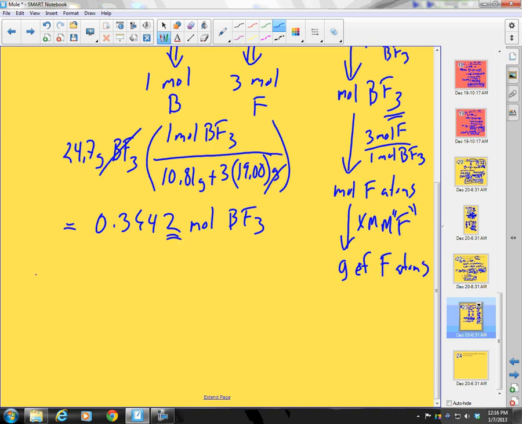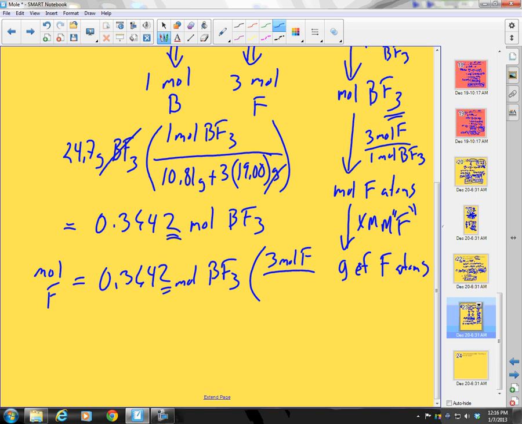So now I want moles of fluorine atoms, which is going to be 0.3642 moles of boron trifluoride times what? 3 moles of fluorine per 1 mole of boron trifluoride. Got it? Good. So I multiply this times 3, and I get 1.0927. Remember, I'm only carrying 3 sig figs here, so those guys are not sigs, moles of F.